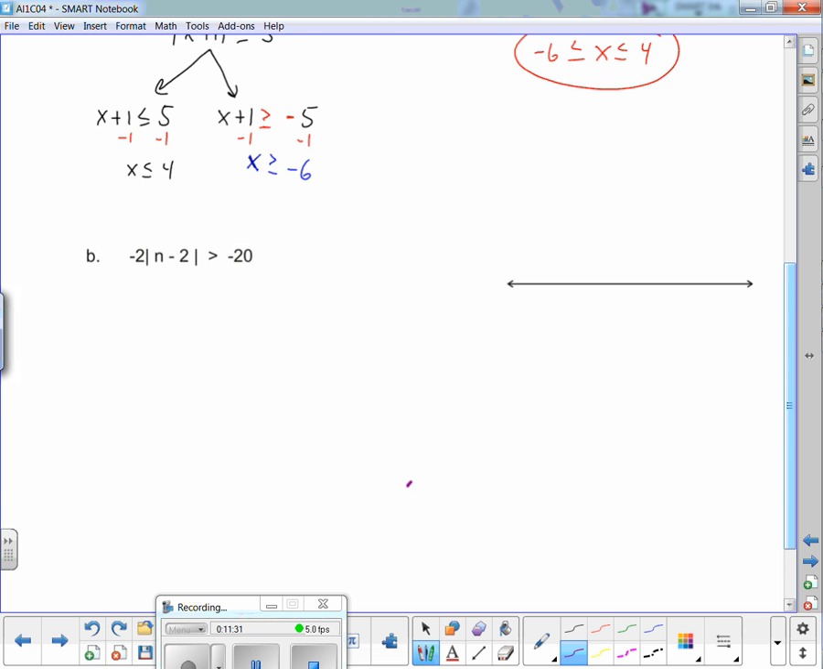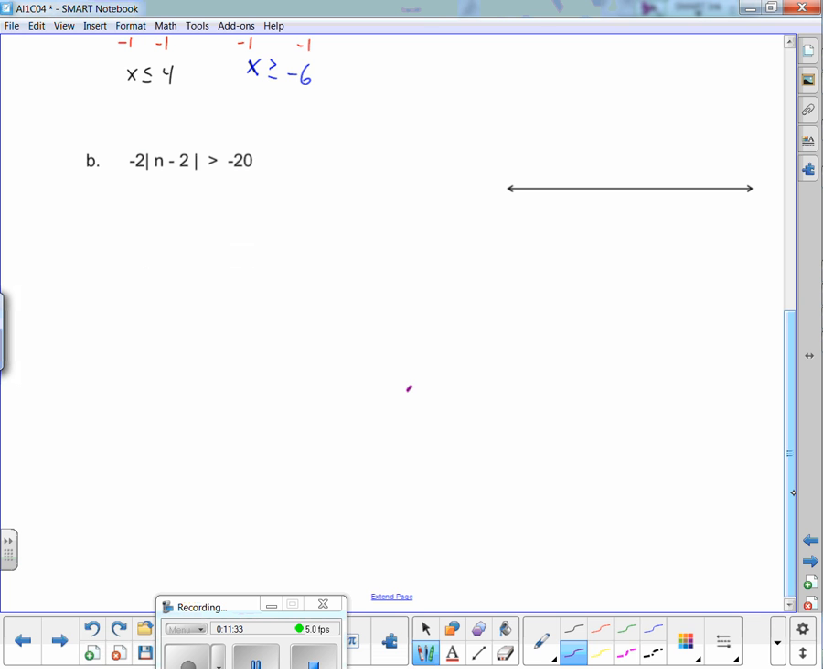Let's do B. So you look at B. Austin, what do you want to do first on this thing? I agree. I'm going to divide the left by -2. I'm going to divide the right by -2. Couldn't do anything else? Josh, help him out.